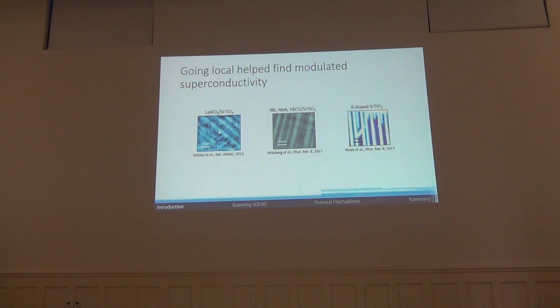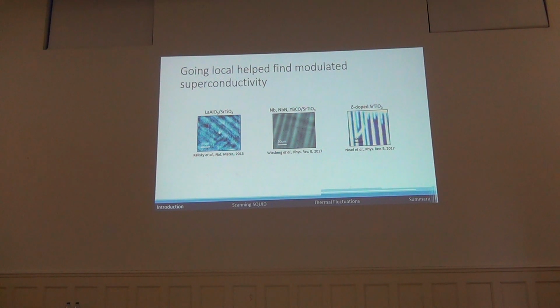Here you can see scanning SQUID images of the diamagnetic response of various materials deposited on STO, and as you can see, the diamagnetic response is modulated in a stripy configuration. These modulations were found to be caused by the domain structure of the substrate, and they help to correlate between the electronic properties and the structural properties.